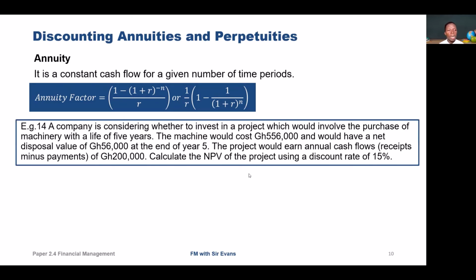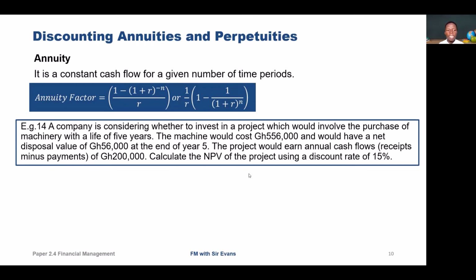So we have a question. A company is considering whether to invest in a project which would involve the purchase of a machine with a life of 5 years. The machine would cost $556,000 and would have a net disposal value of $56,000 at the end of 5 years. So we can see that in year 0, the initial year, there's an outflow of $556,000. We use the discount factor for that, 1 over (1 plus 15%) raised to the power 0.